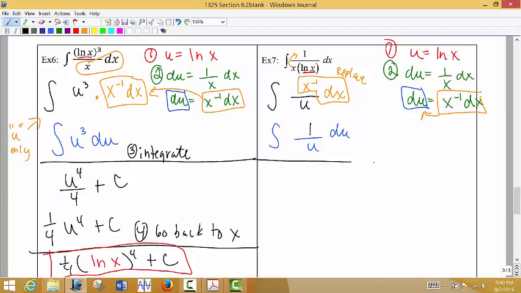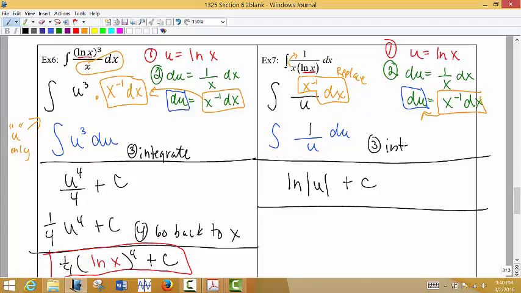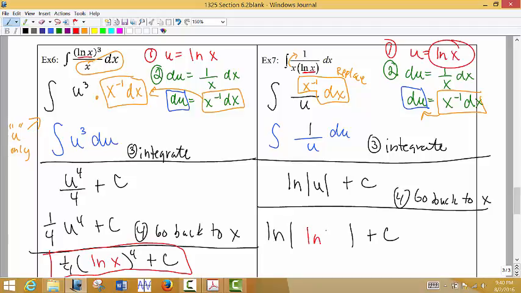Okay, so how does 1 over x, or 1 over u, integrate? Well, if we think back to chapter 5, 1 over u or 1 over x, the antiderivative of that would be ln of u. And then we'll add in our constant of integration. All right, so here's the antiderivative. So we've integrated. The last thing to do is to go back to everything being in terms of x. So you have ln of u plus c. What does u represent? u represents ln of x.